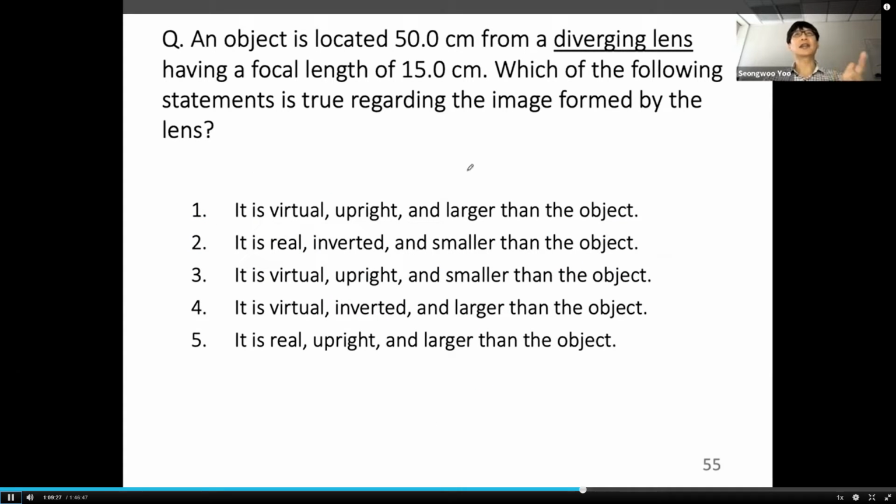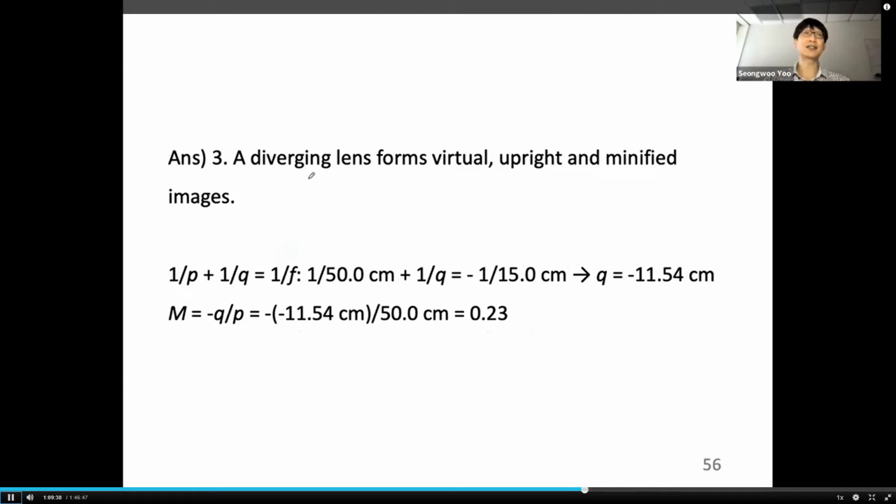And for the last question, we considered the diverging lens, so even without considering all those numbers, we already know that the answer is 3. The diverging lens always forms virtual, upright, minified images. Then you can solve the image formation equation to determine the q value as well as the magnification. The q must have a negative sign because a diverging lens generates a virtual image.